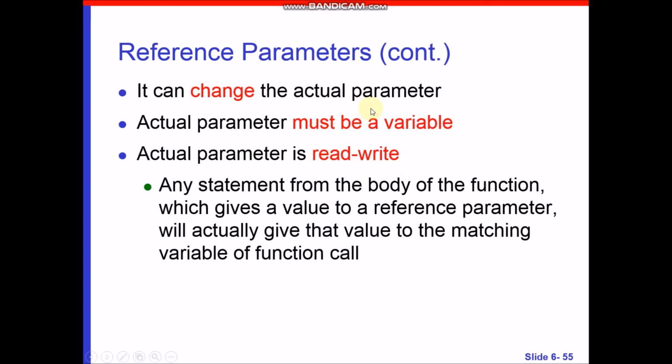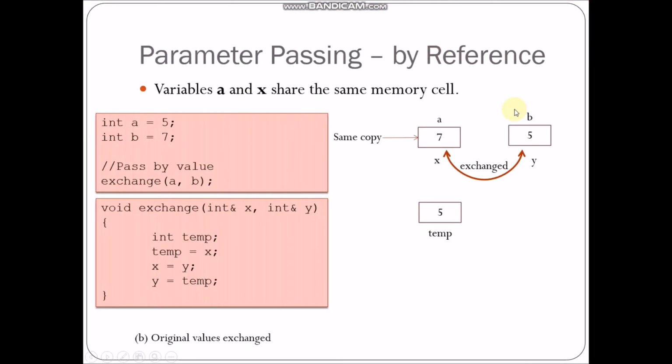And the reference parameter can change the actual parameter, and the actual parameter must be a variable, and the actual parameter is read-write. Any statement in the body of the function which gives a value to a reference parameter will actually give that value to the matching variable of the function call. Then I'll proceed with the diagram of how parameter passing by reference is done.